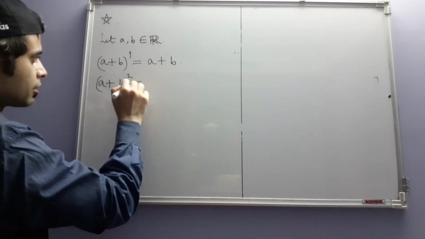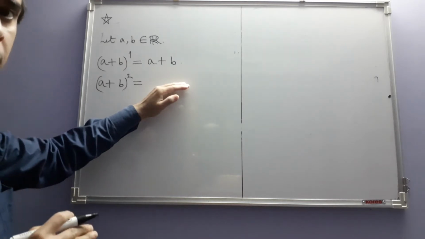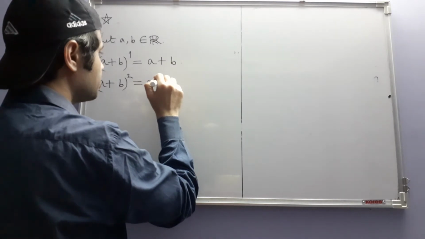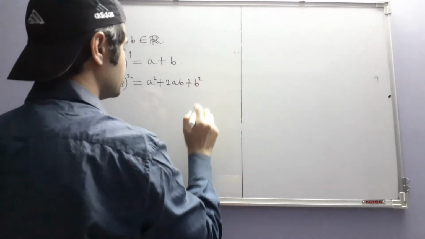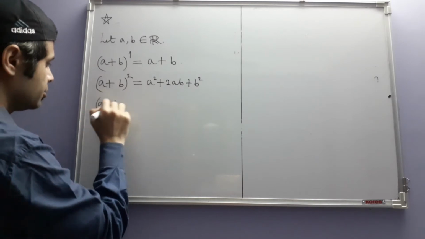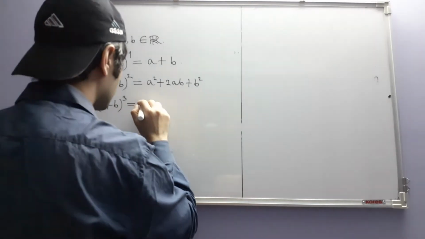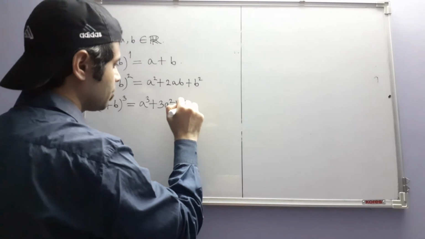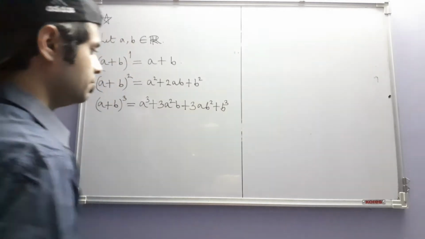Then (a plus b) whole square. This is arguably the first formula which a student comes across when algebra is introduced. So this is a square plus 2ab plus b square. Then (a plus b) whole cube. For this also we know the formula: a cube plus 3 a square b plus 3 a b square plus b cube.